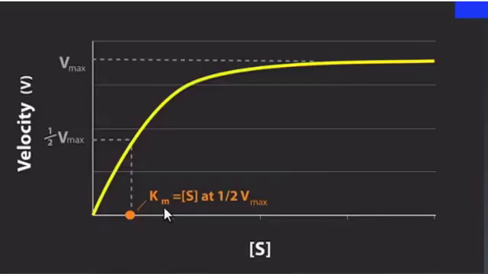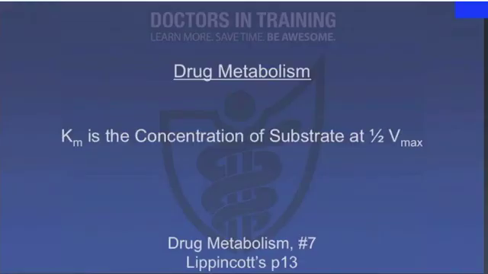The next concept we're going to talk about, which you can also see in the graph, is Km. Now Km is called the Michaelis constant, and Km reflects the substrate or drug concentrations. Km is the concentration at 1/2 Vmax. So Km reflects the affinity of the enzyme for the substrate.